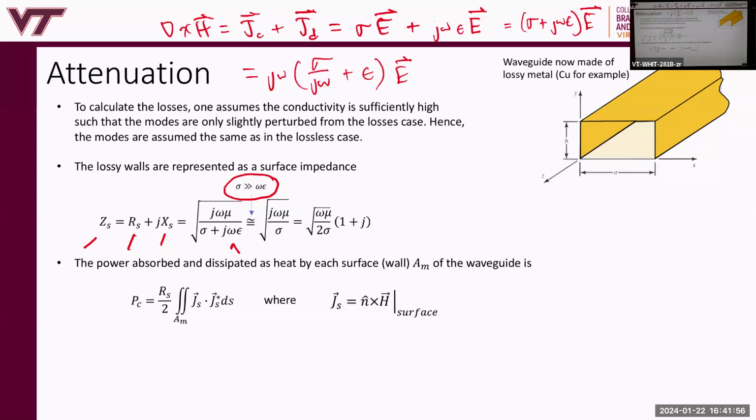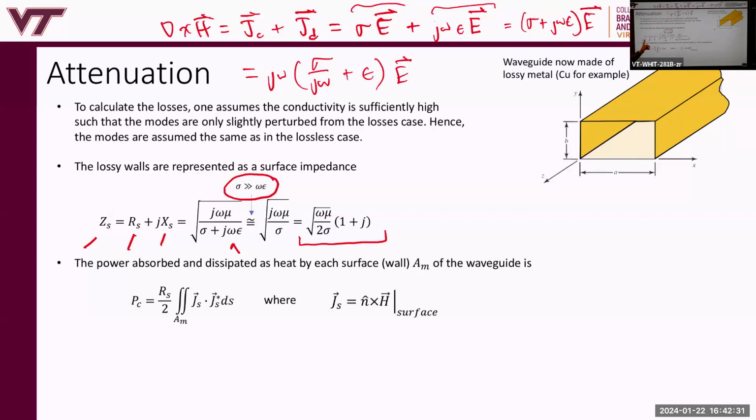Then you can also split epsilon into a complex quantity if you assume that the dielectric also has losses. But anyway, this tells you the origin of these two currents. You have sigma E and you have j omega epsilon E. This one is displacement current, and this one is conduction current. So if the conduction current dominates over the displacement current, then you can write your surface impedance in this way: the square root of omega mu over 2 sigma times 1 plus j.